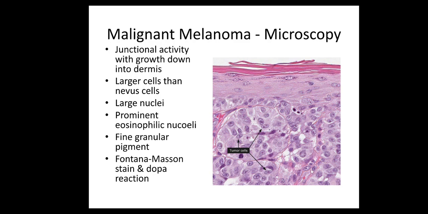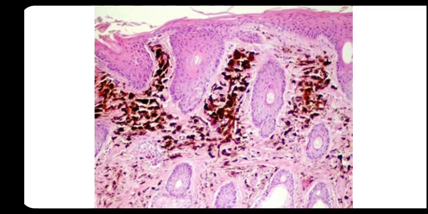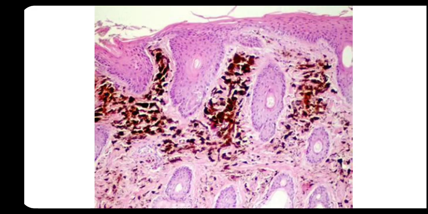Okay, the special stain used is Fontana-Masson stain. So these are the malignant cells which you are seeing, with melanin pigment within.